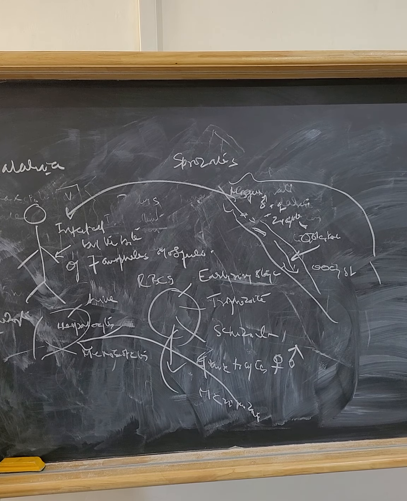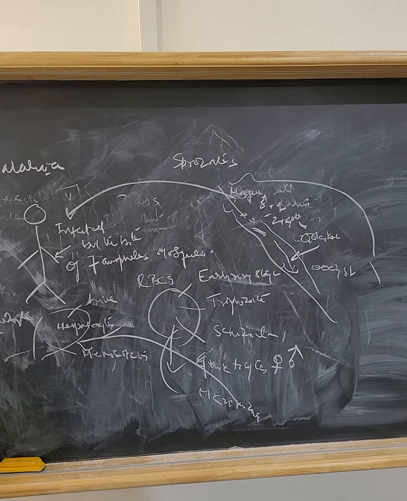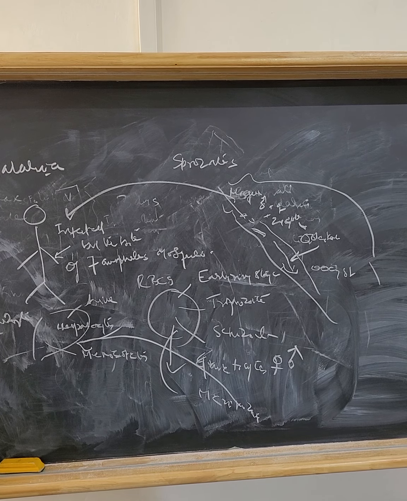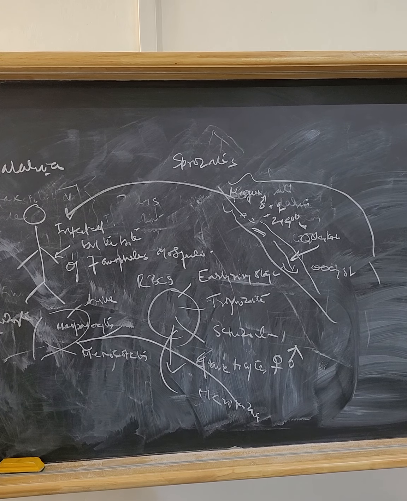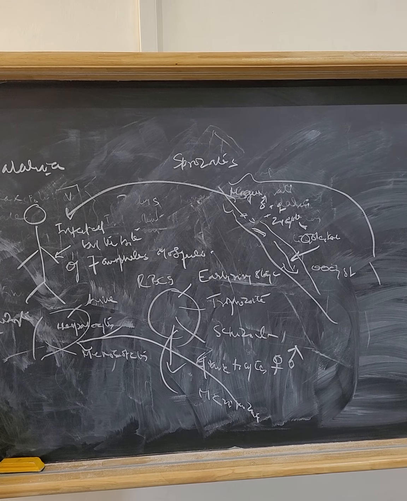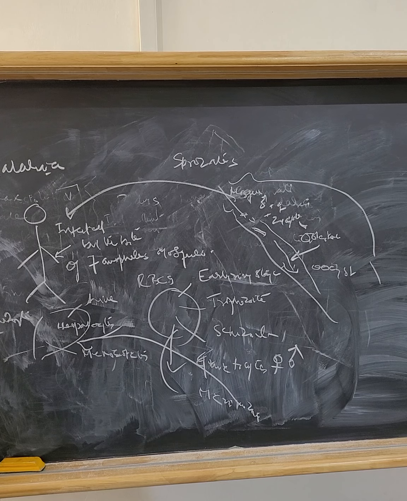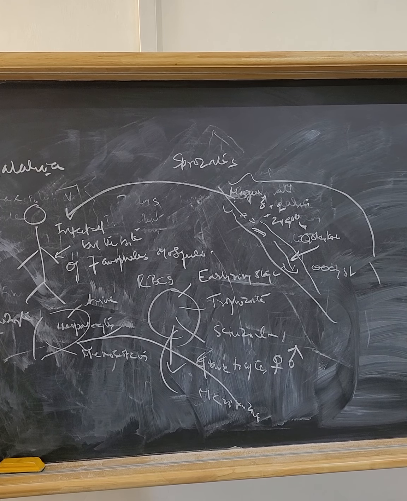trophozoite, schizont. The schizont bursts. Bursting of the schizonts coincides with the fever, with chills and rigors. Some of them are transformed into merozoites and gametocytes. Merozoites attack new RBCs. Some of them go back to the liver, except in falciparum, where they lie as hypnozoites. That's where recurrence is common, except in falciparum.